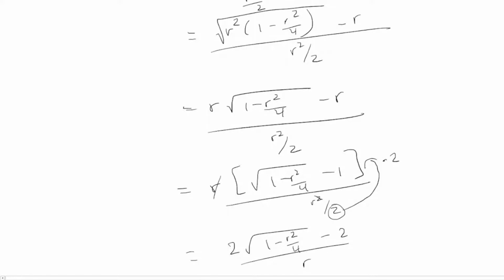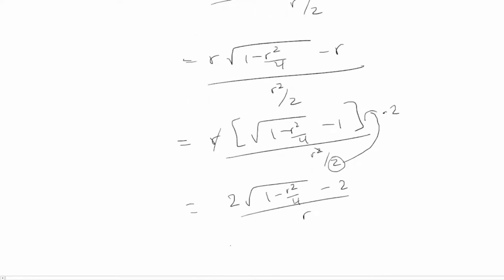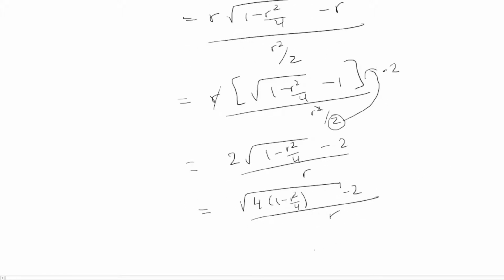And the nice thing is, this 2 can go inside the square root as 4. Okay, and then the 4 is going to distribute to both the 1 and the -r²/4 to get 4 minus r² inside. And so this is the slope.